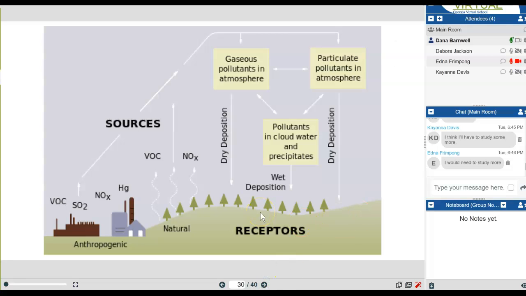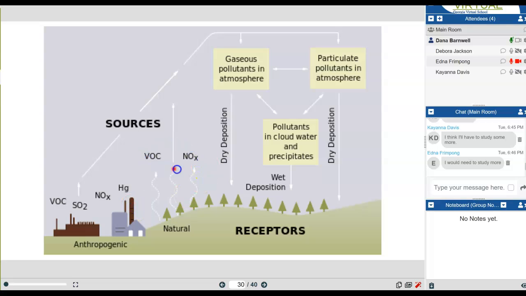If we look at this picture, we have both anthropogenic and natural primary pollutants. Here are those VOCs, the SO2, the NOx. We've got mercury. Mercury is also something of concern to us when we are burning fossil fuels, particularly in power plants.